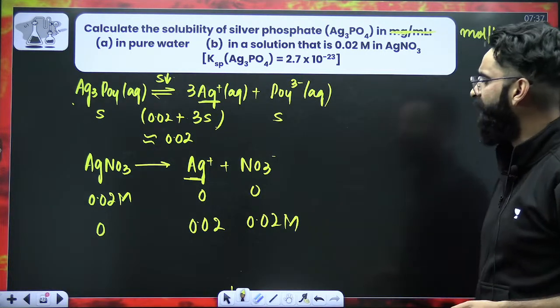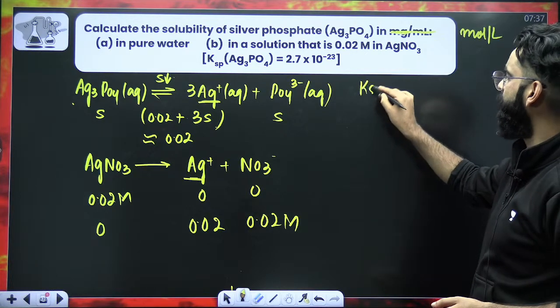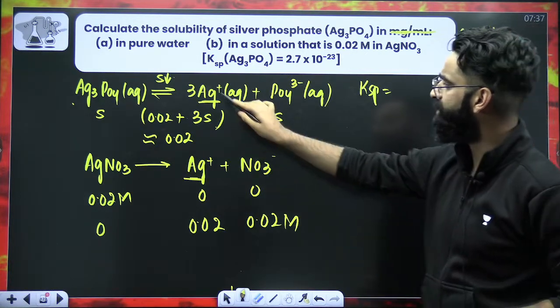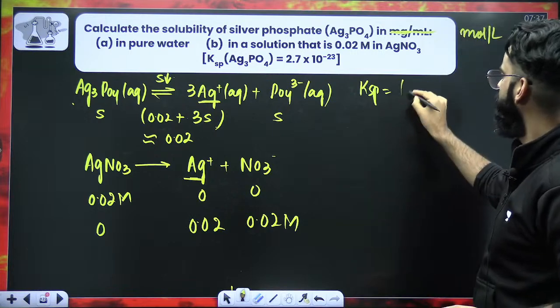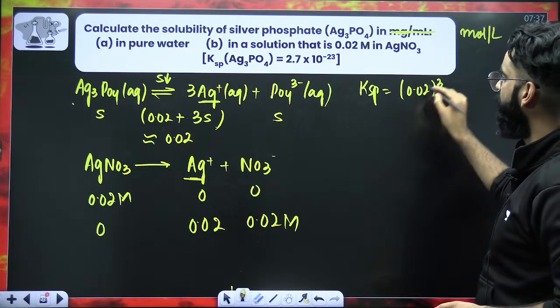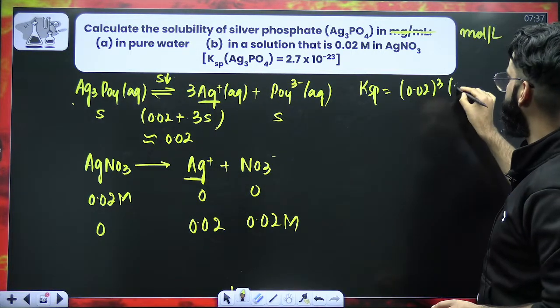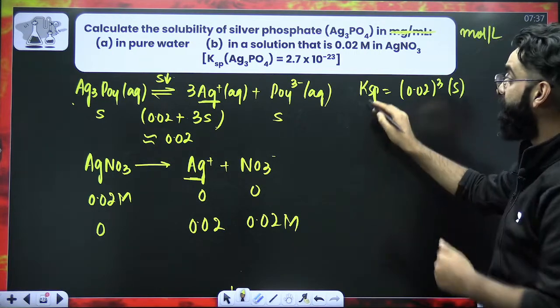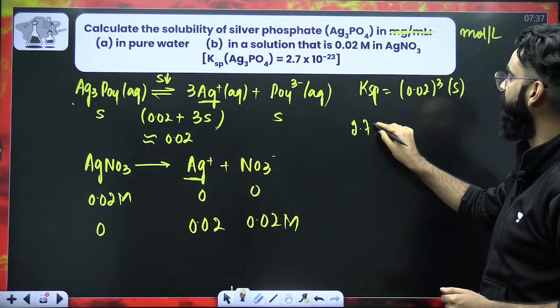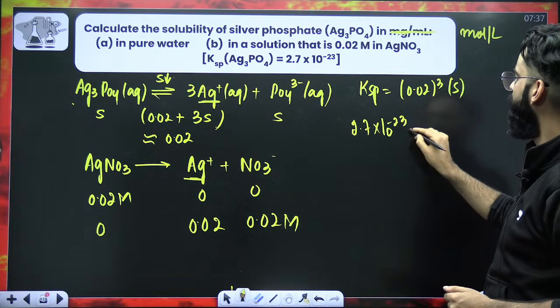Perfect. Now guys, try to understand one thing. Write the KSP expression again. KSP expression is going to be concentration of Ag positive raised power 3. So 0.02 raised power 3. Concentration of PO4 tri-negative raised power 1. So S raised power 1. KSP value that's given to me as 2.7 into 10 raised power minus 23 is equal.